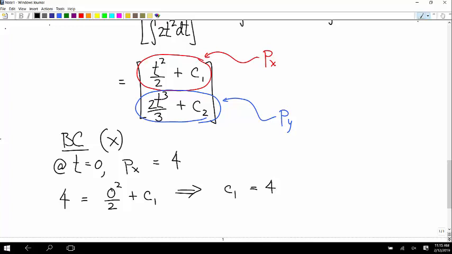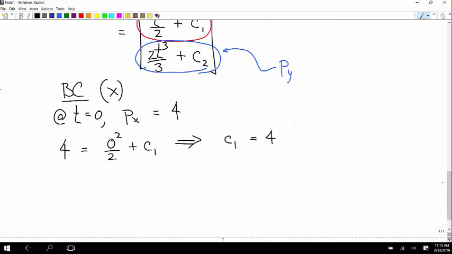Yeah, so you know that this expression is the x component of position, t squared over 2 plus c1. And you know that when time is equal to 0, that expression has to give you 4. And then just do the algebra to solve for that constant of integration. And what you get in the end is that the x component of position as a function of time, now that we know c1 is equal to 4, is equal to t squared over 2 plus 4. Okay.